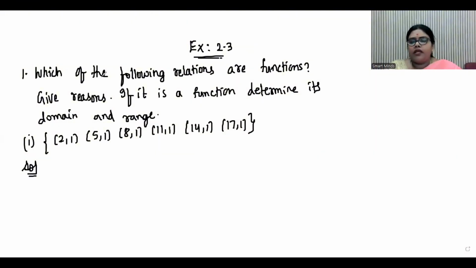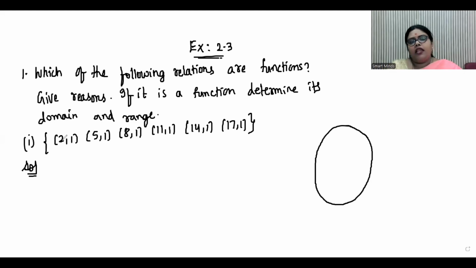Let us continue with exercise 2.3. Which of the following relations are functions? Give reasons. If it is a function, determine its domain and range. So here one relation is given to us. So with the help of arrow diagram, let us check.